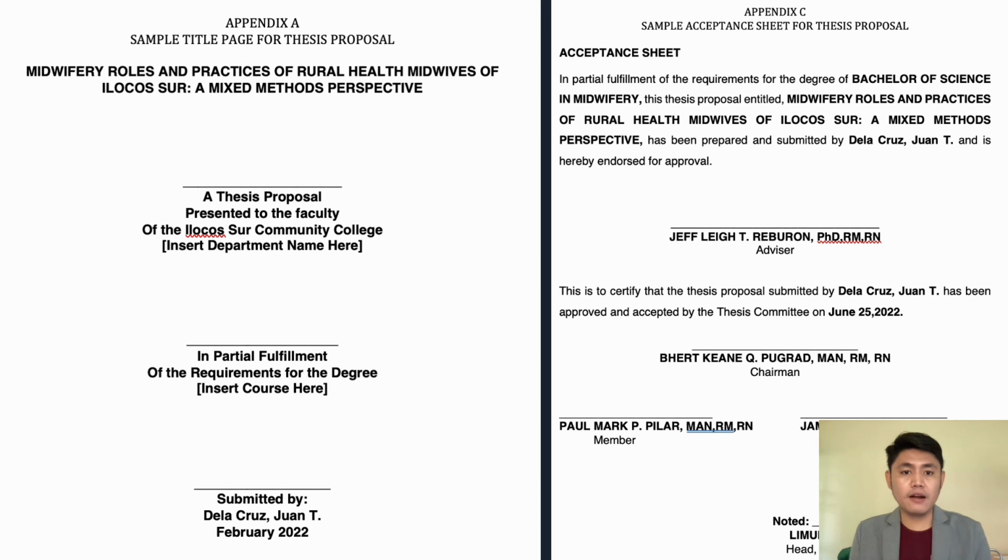We also have here the sample acceptance sheet for thesis proposal. Once po na pinirmahan na ng mga panel members na ito, yung form na ito, that means that your paper is already ready to be conducted. Meaning nakapasa na po kayo sa mga research proposal na ginawa ninyo. So this is the sample acceptance sheet signifying that your thesis proposal has been accepted and should be conducted the soonest possible time.